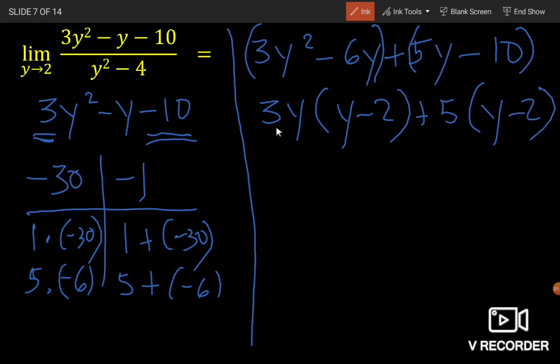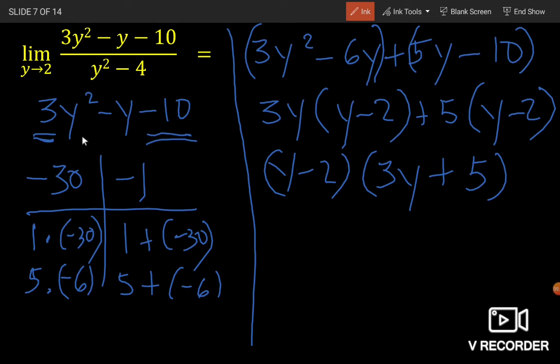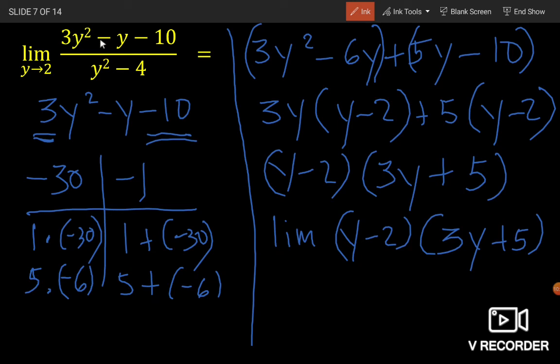We now find the greatest common factor for this whole expression here. And as you can see, the greatest common factor will be y minus 2. So 3y multiplied by y minus 2, divided by y minus 2, you'll get here 3y. And then 5 multiplied by y minus 2, divided by y minus 2, you will get 5. Therefore, this expression 3y squared minus y minus 10, which is also our numerator in our original expression, is equivalent to the quantity y minus 2 multiplied by 3y plus 5. So now our expression is equal to the limit of y minus 2 multiplied by 3y plus 5. So we have re-expressed this 3y squared minus y minus 10 into y minus 2 multiplied by 3y plus 5. And don't forget to put y approaches 2.